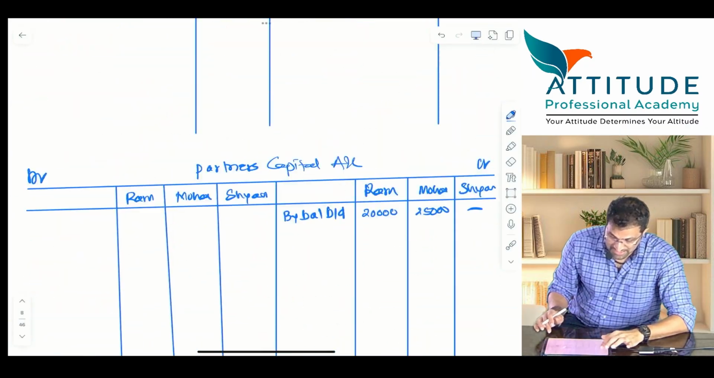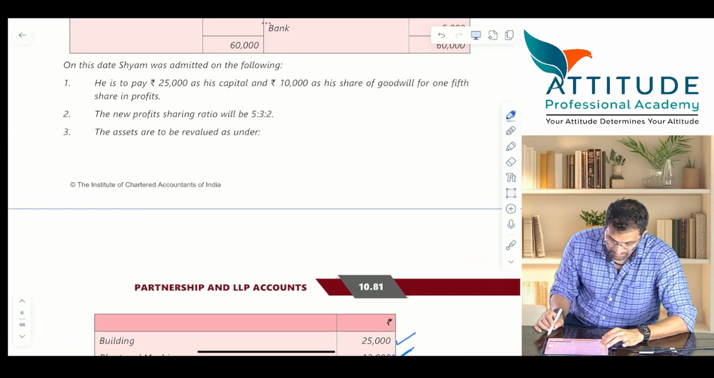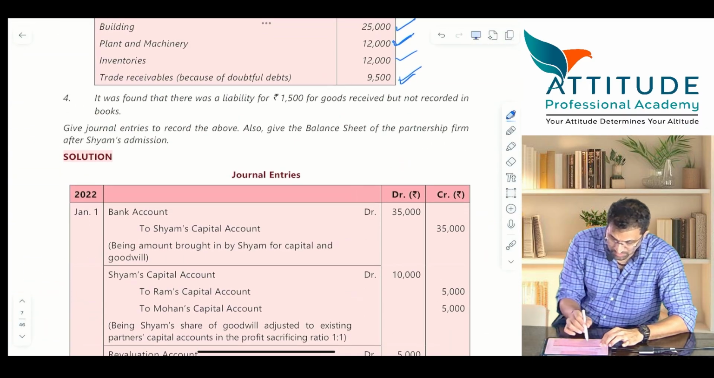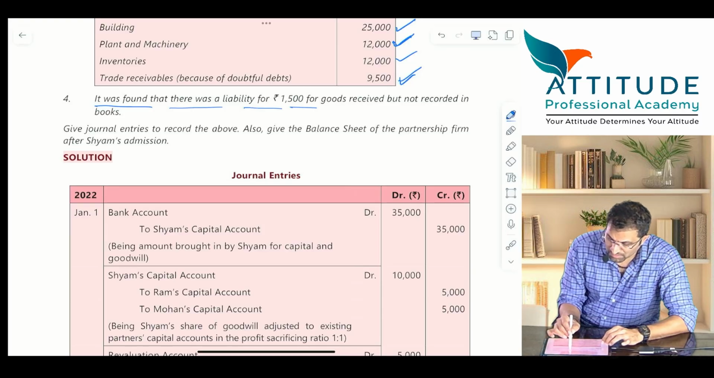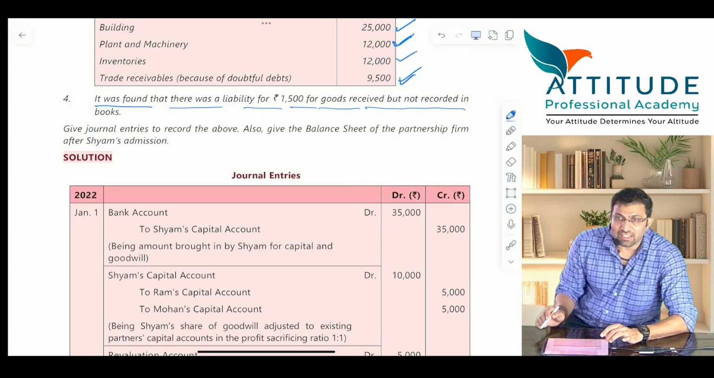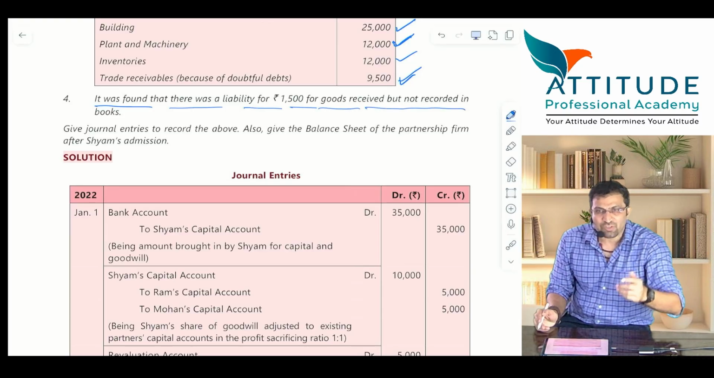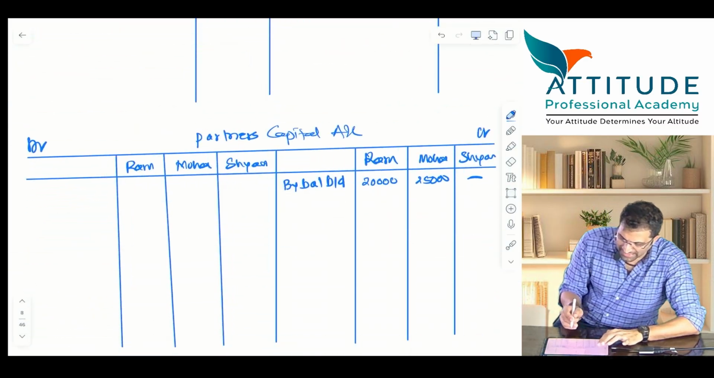वन मोर थिंग इज देयर. जस्ट चेक. देखो इधर है. देखो. इट वॉज फाउंड दैट देर वॉज अ लायबिलिटी ऑफ 1,000 फॉर गुड्स रिसीव्ड बट नॉट रिकॉर्डेड इन द बुक्स. सो लायबिलिटी इंक्रीज हो रहा है तो रिवैल्यूएशन अकाउंट डेबिट. एक्चुअली इधर ही डालने का था, वो चलेगा.